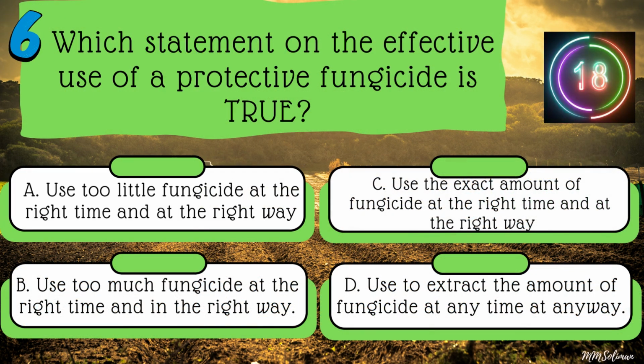Number 6. Which statement on the effective use of a protective fungicide is true? A. Use too little fungicide at the right time and in the right way. B. Use too much fungicide at the right time and in the right way. C. Use the exact amount of fungicide at the right time and in the right way. And D. Use the exact amount of fungicide at any time, in any way.